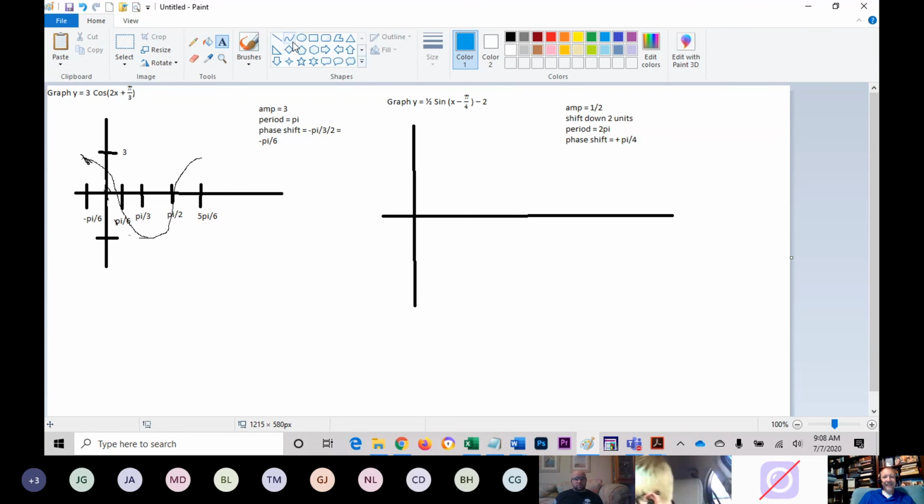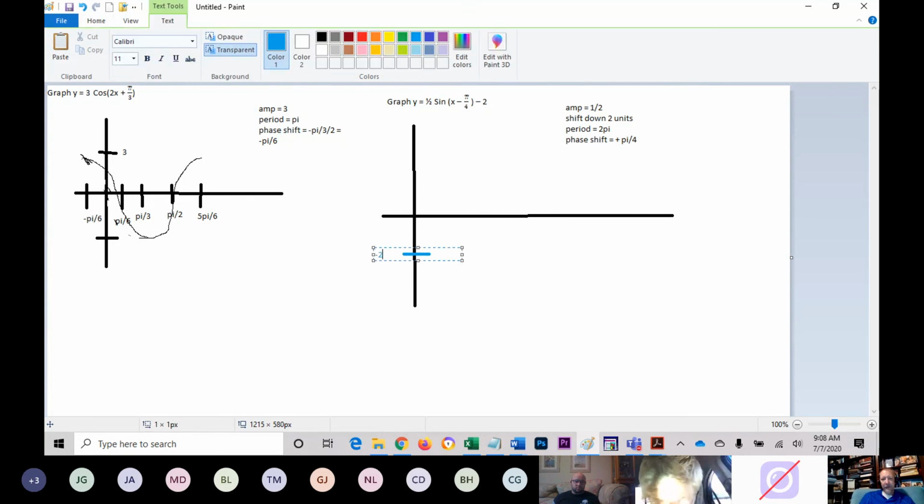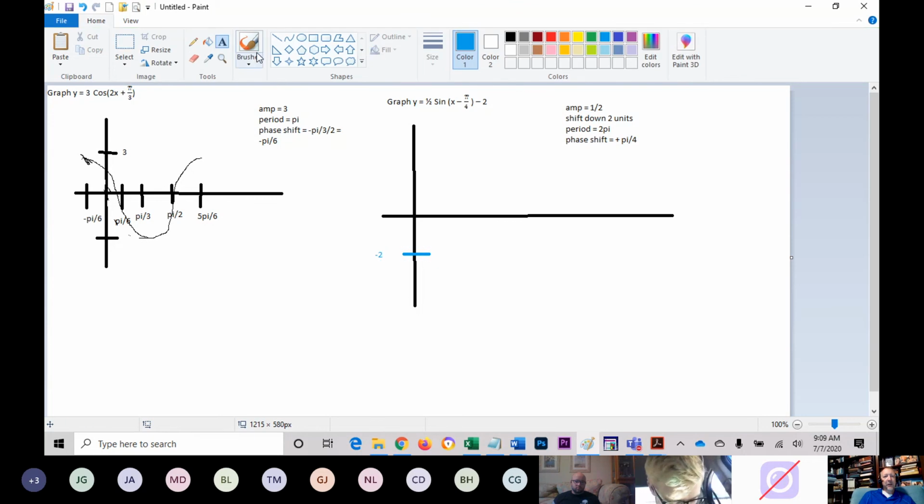I think this line is not necessary, but it's going to be a lot easier. So if I go down 2 units, this is -2. It might be easier when you're drawing this to pretend this blue line is your new axis for your sine wave.